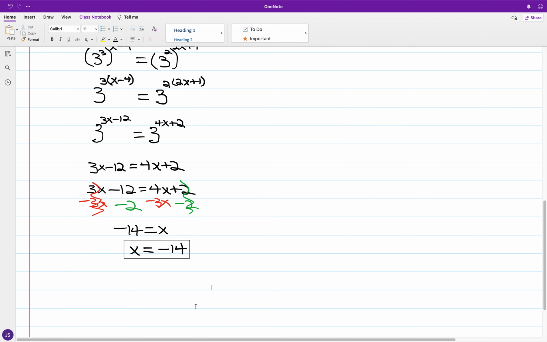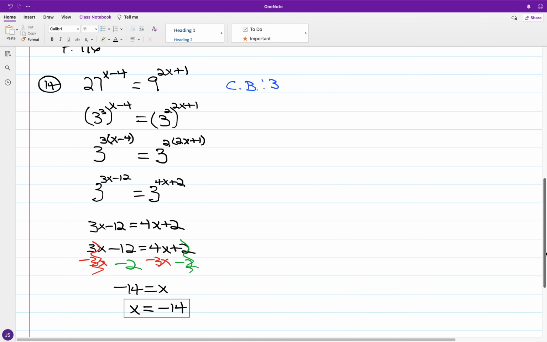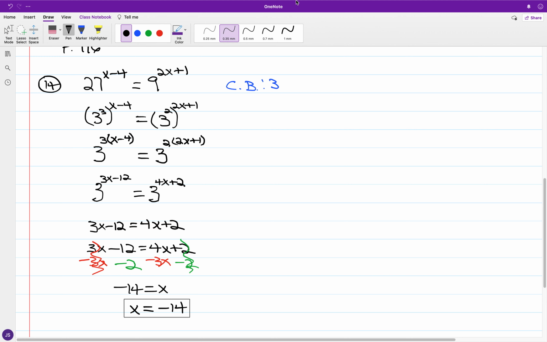Now in the case of, let's say, number 18, this is a case of an exponential equation that does not share a common base. And here, in the case of 18, we have 2 to the z is equal to 70.